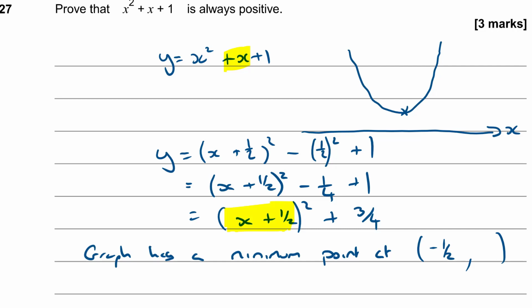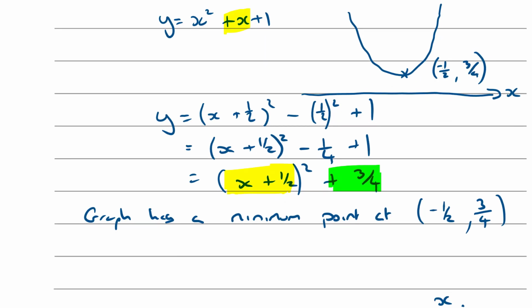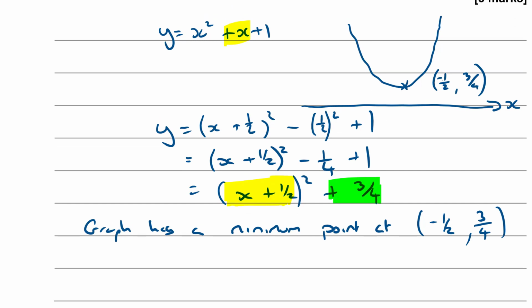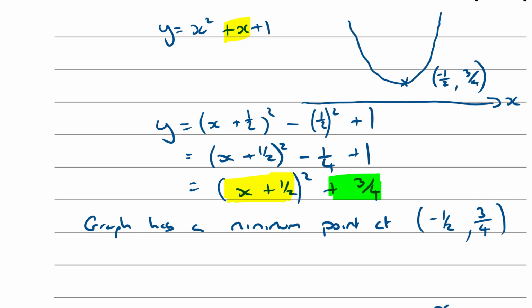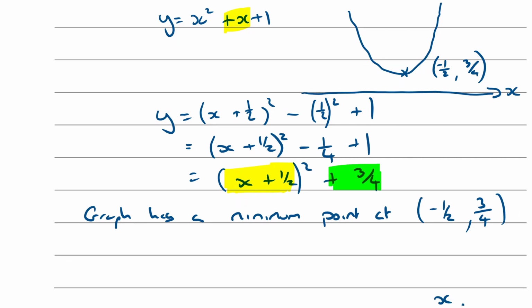And if that bracket were 0, then this part here would be our y value. So our y coordinate is going to be 3/4. So this point up here then is minus a half, 3/4. And you can see then that 3/4 is going to be the lowest value that the expression can take. And therefore every value of x squared plus x plus 1 is always going to be that value or more than that value. In other words, it's always going to be positive.